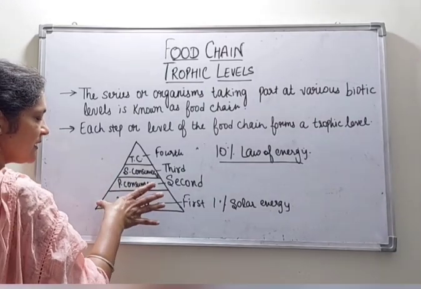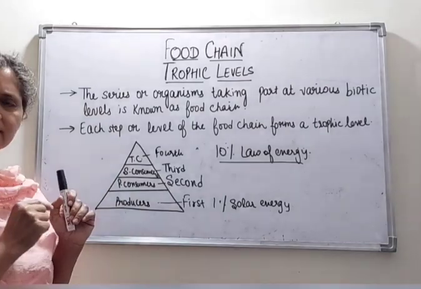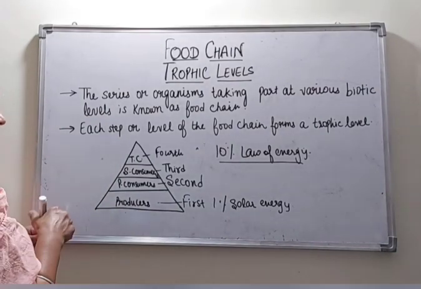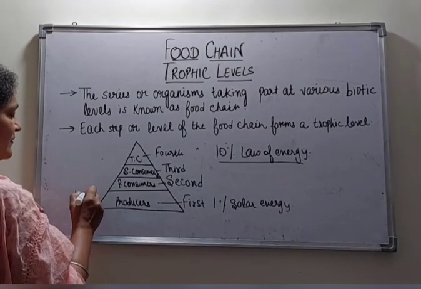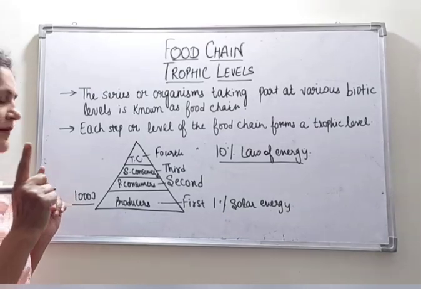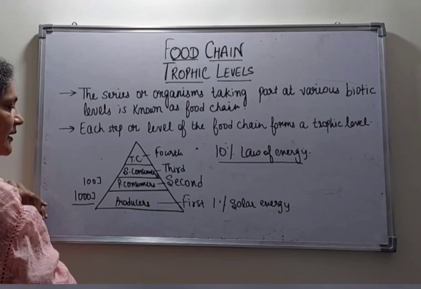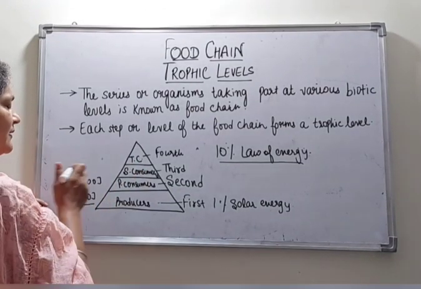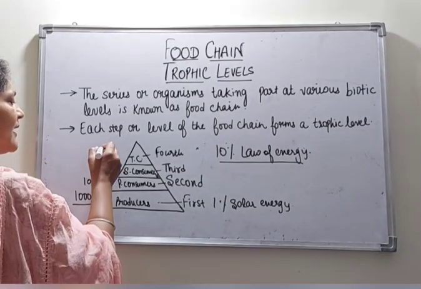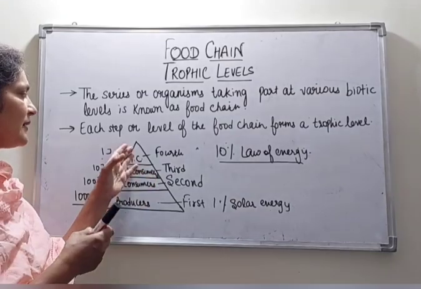Students, you will see that the space for producers is more than the tertiary consumers at the fourth level. Why is it so? We can take an example. Suppose I have 1000 joule of energy at the producer level, the first level. Now what is 10% of this? 100 joule will go to the second level. From its 10%, 10 joule will go to the next level, and from this only 1 joule of energy will go to the last level.